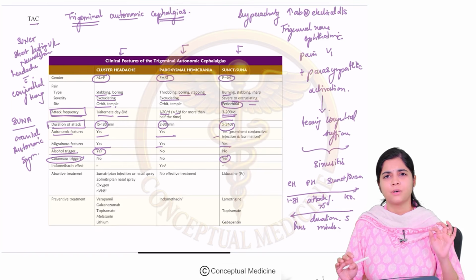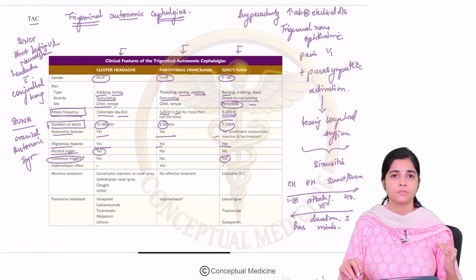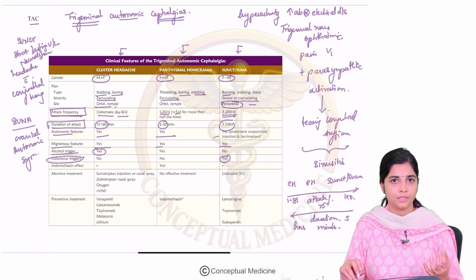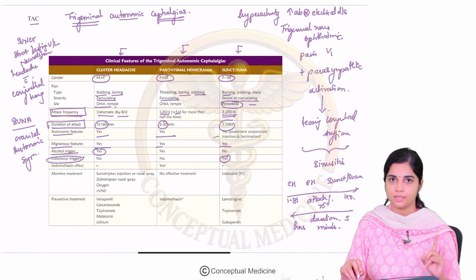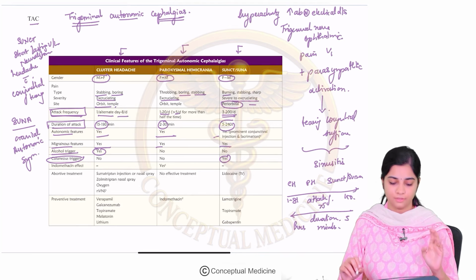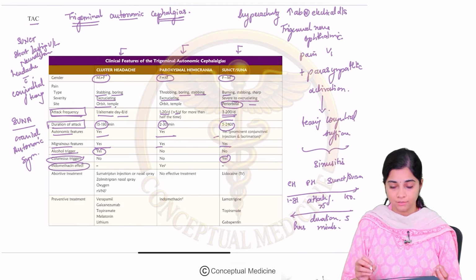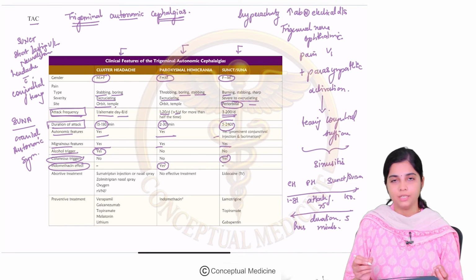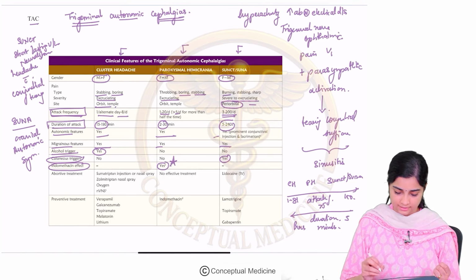Cutaneous triggers, even the smallest, slightest of touch, because of allodynia, there is exaggerated pain response to normal stimuli, right? So normal or innocuous stimuli. So cutaneous triggers are seen in SUNCT and SUNA. Alcohol is a trigger for cluster headache. Indomethacin is effective in what? In paroxysmal hemicrania. Very, very important point. It can be treated with indomethacin.